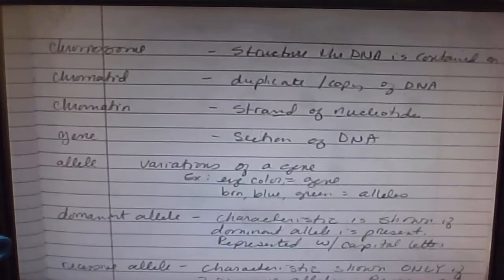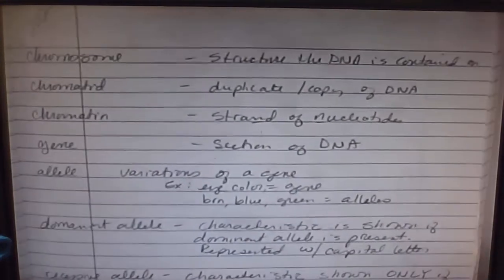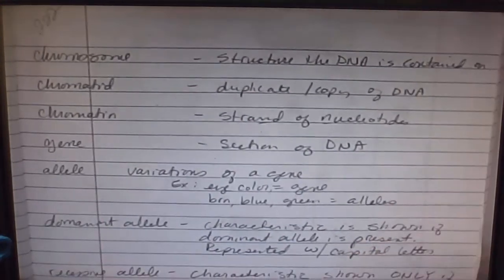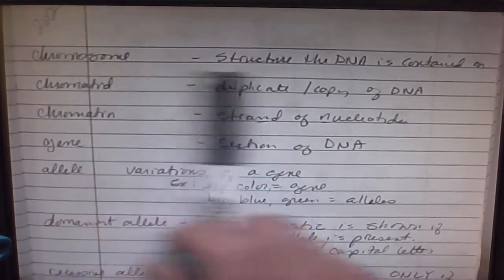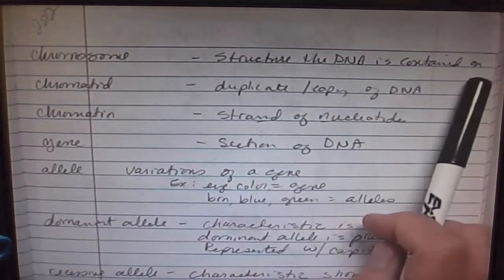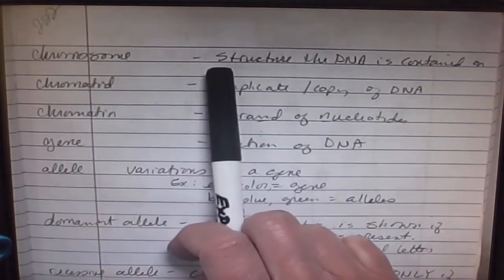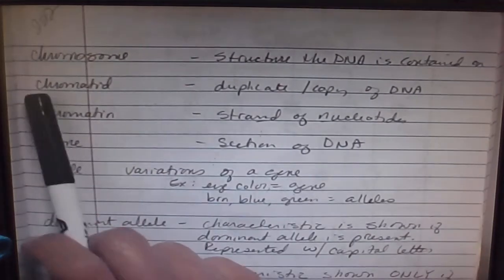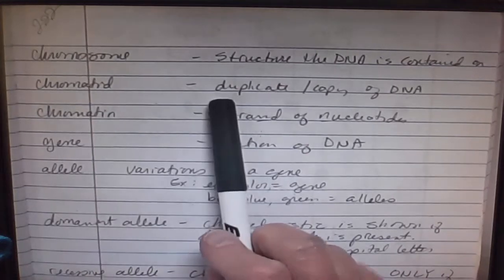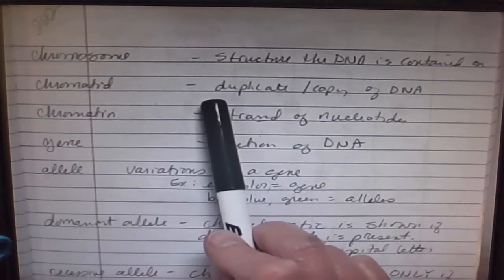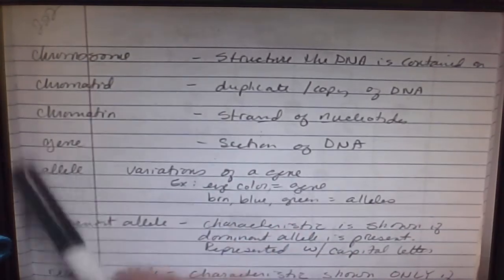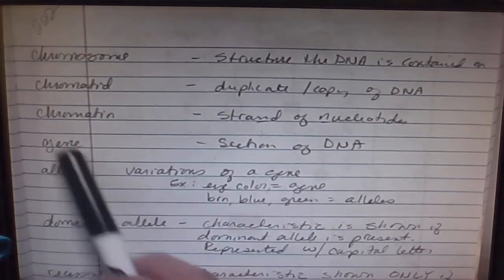All right, so first we have some important terms. Some of them might sound familiar, at least I hope they sound familiar, but we're still going to write them down anyway. A chromosome is a structure that the DNA is carried on. Chromosome is the structure. Chromatid is a duplicate or a copy of DNA. A chromatid is a copy of the DNA.